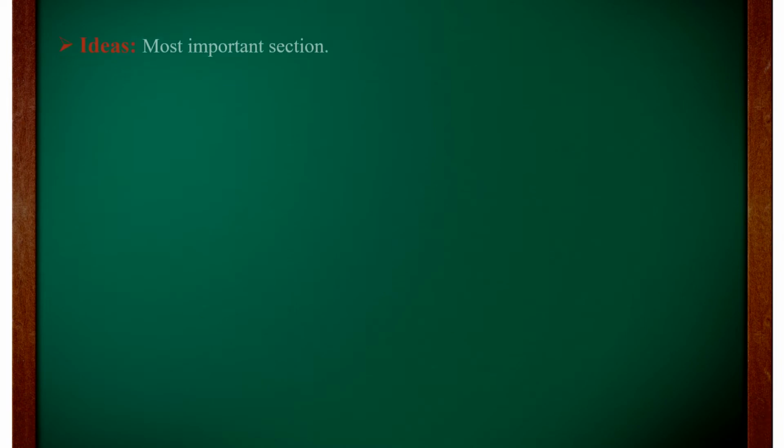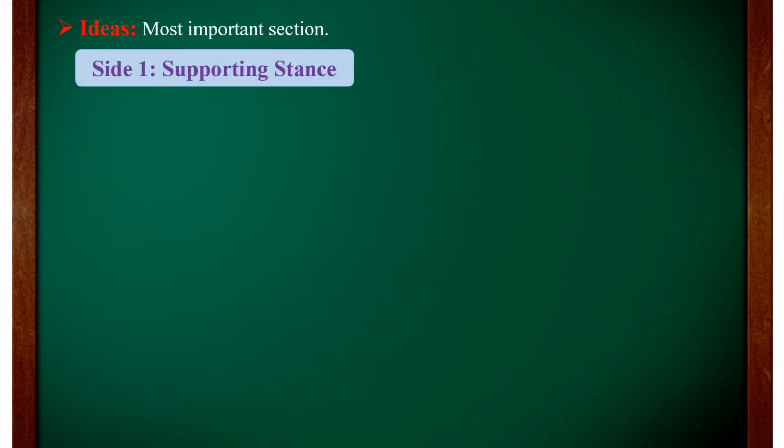Next, idea. Ideas are core section of the essay. Here are some strategies to write a convincing personal viewpoint essay when you agree with the statement partially. First, you should include 2 or 3 supporting ideas on one side, and each idea should be well explained with concrete example. In the exercise, I raised 2 main ideas.